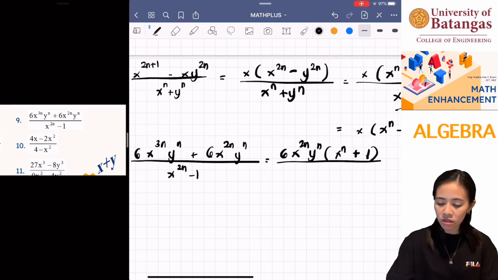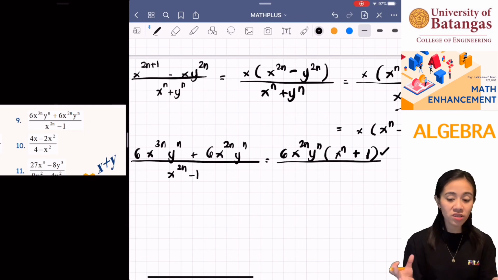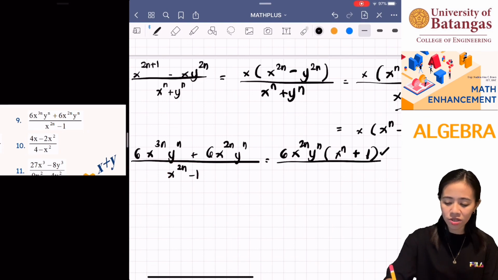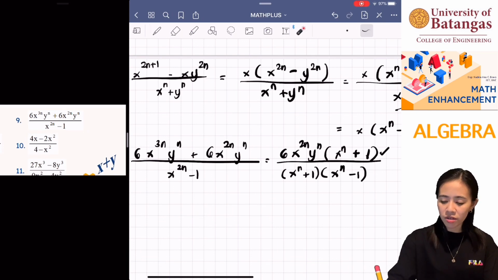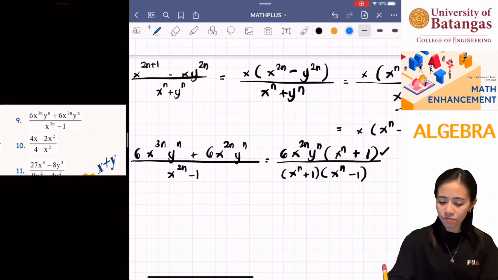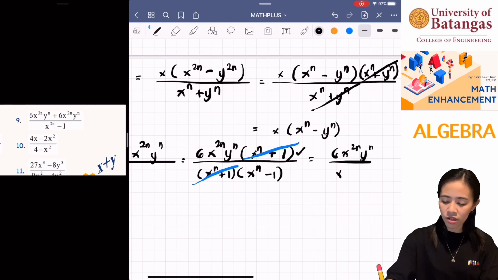Wherein, if you inspect that, hindi mo siya mapafactor or makakancel with x raised to n plus 1. But since the exponent of x is a multiple of 2, this is indeed a difference of squares. So magsasum and difference tayo: that would be x raised to n plus 1. Square root of 1 is 1 pa rin. And then you get x raised to n minus 1. And there appears that this is common on both sides, so we cancel that out. Okay? And then ito na yung sagot natin, yung matitirang terms natin. So you have 6x raised to 2n, y raised to n, all over x raised to n minus 1.